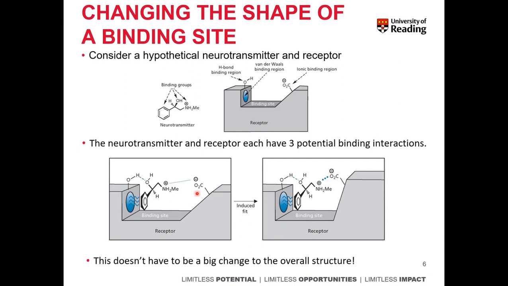Now these binding interactions serve to pull the binding site in towards itself and towards the neurotransmitter, making it smaller. Now this change is called the induced fit, as you already know, and it doesn't need to be a big change to the overall structure of the receptor. It can be a very small change and still transmit that chemical message to the inside of the cell.